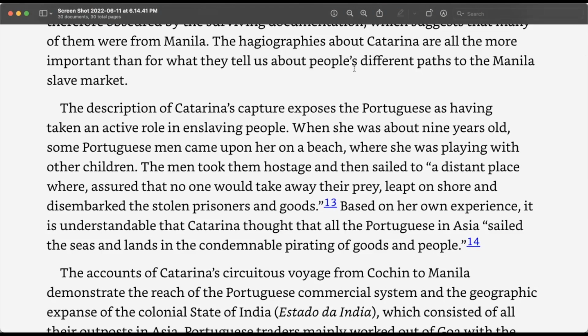When she was about 9 years old, some Portuguese men came upon her on the beach where she was playing with her other children. The men took them hostage and then sailed to a distant place where, assured that no one would take away their prey, they leapt on shore and disembarked the stolen prisoners and goods. Based on her own experience, it is understandable that Katarina thought that all the Portuguese in Asia sailed the seas and lands in the condemnable pirating of goods and people.